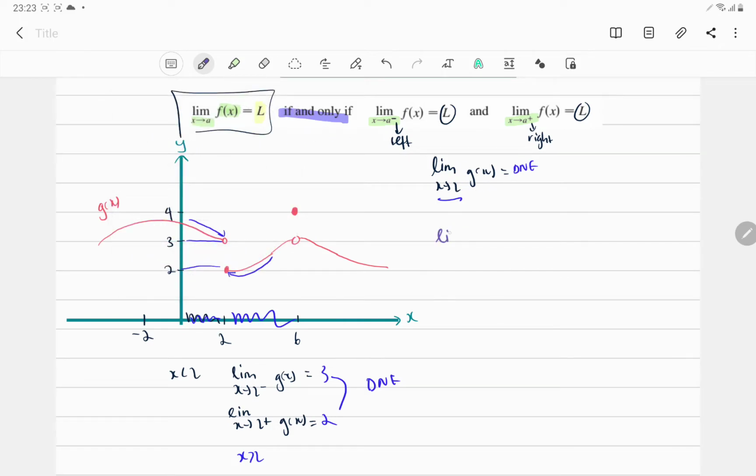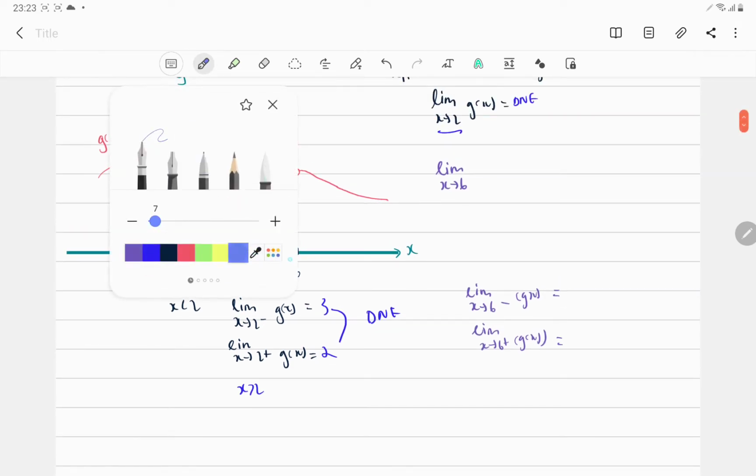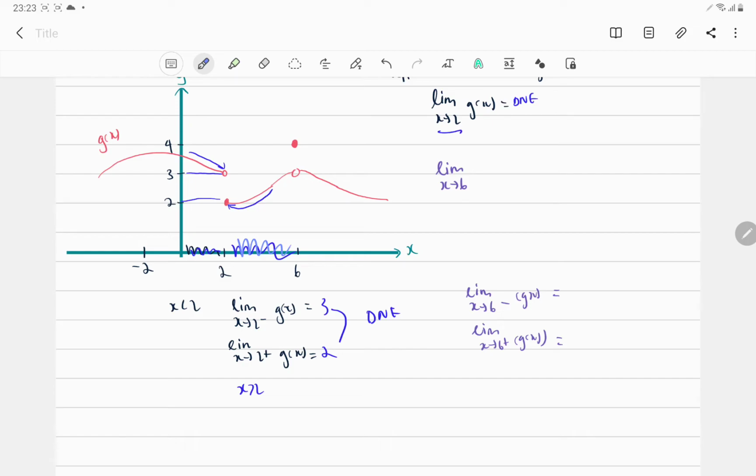What about the limit as x approaches 6? We first look at the limit as x approaches 6 from the left, and the limit as x approaches 6 from the right of g of x. So from the left, it means x value is less than 6. Over here, we can see that the graph is going to be approaching this undefined value over here, and not this one. So it's going to be approaching 3.